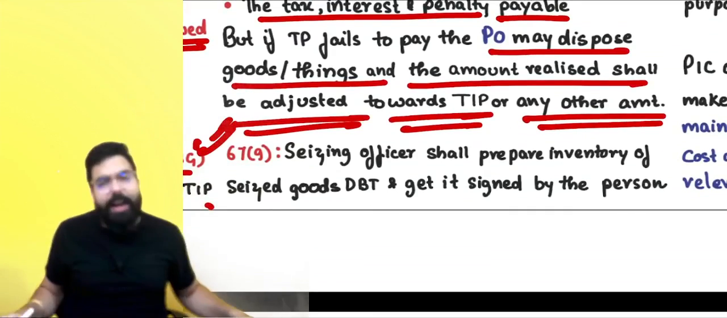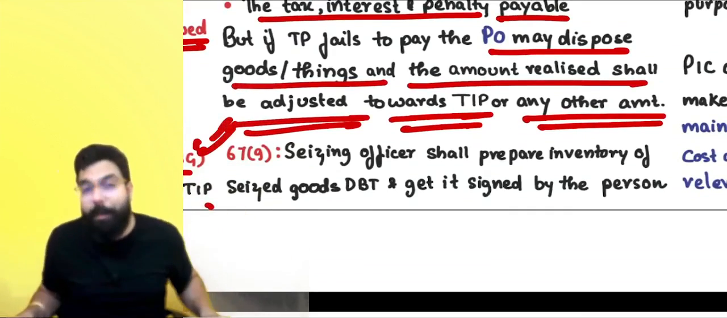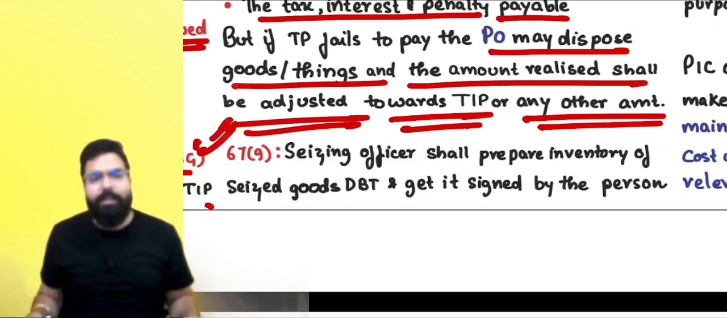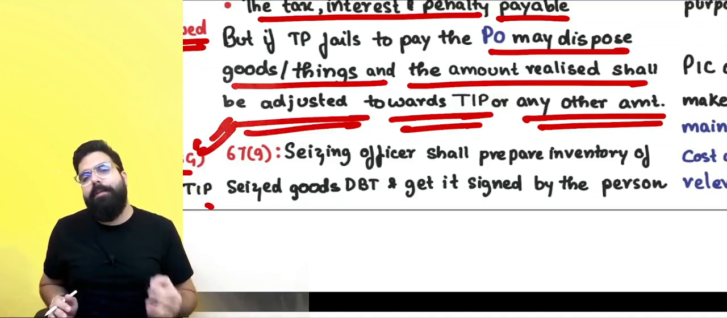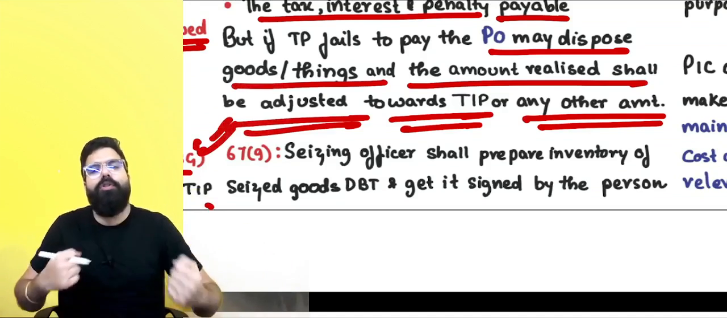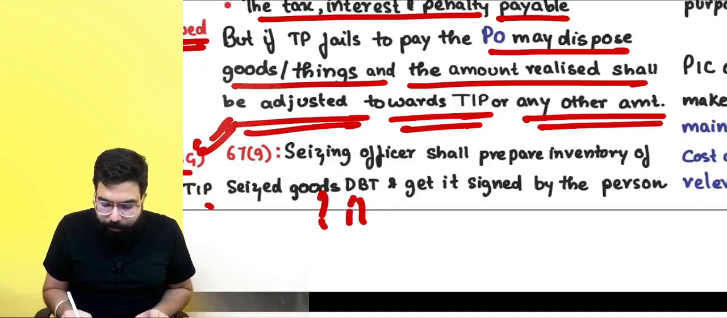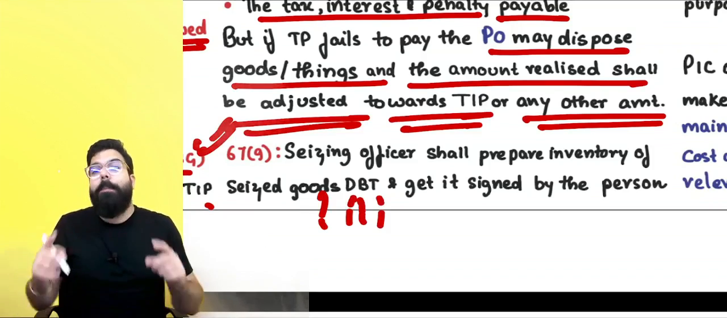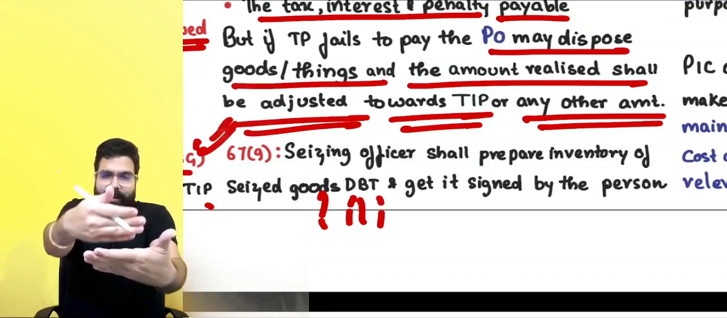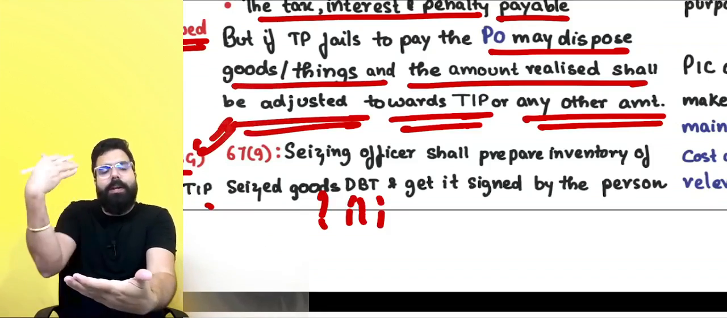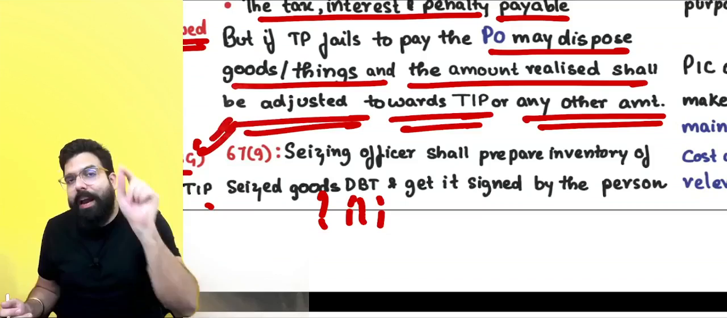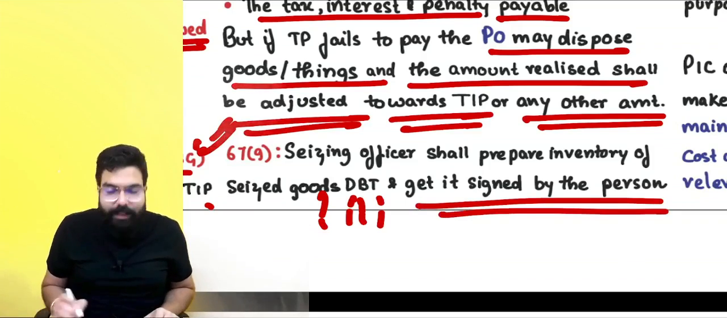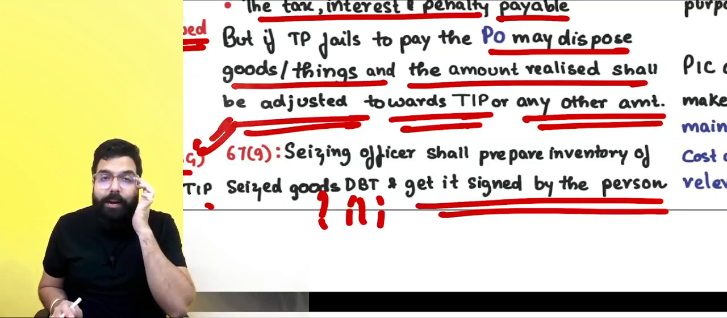Section number 67.9 says that once the officer comes to your premises and has done a search and seizure operation and seized some documents, books and things, they will seize the goods, documents, books and things, and prepare an inventory of it. They will say: these are the documents we are taking along, these are the books, these are the things, these are the goods. Then they will ask you to sign that document, so they will get it signed from you.